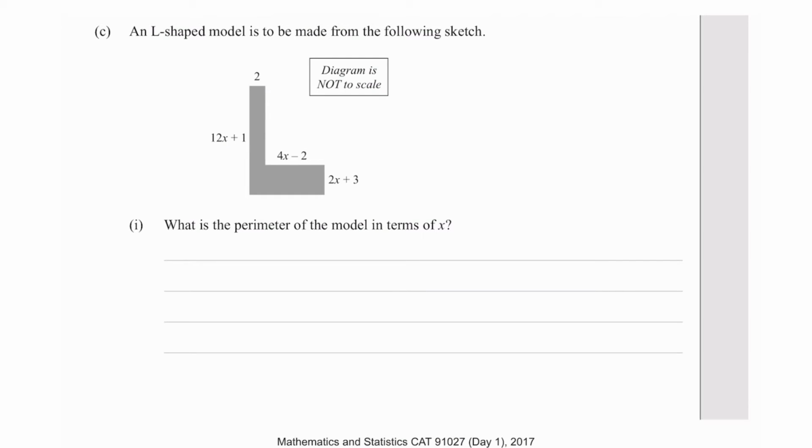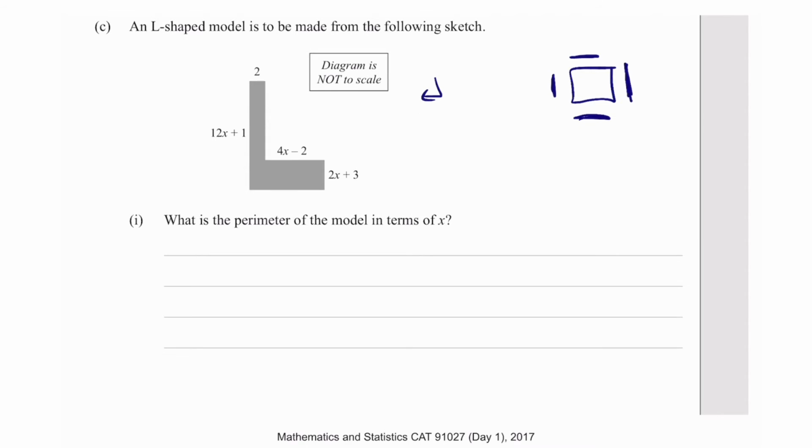Alright, part C. An L-shaped model is made from this sketch here. They've given us some of the values of the perimeter, and we need to work out the total perimeter. So remember that the perimeter of a shape is just adding up these outside values. In this case, they've left out some important values, this side here, so we need to work out what these values are.